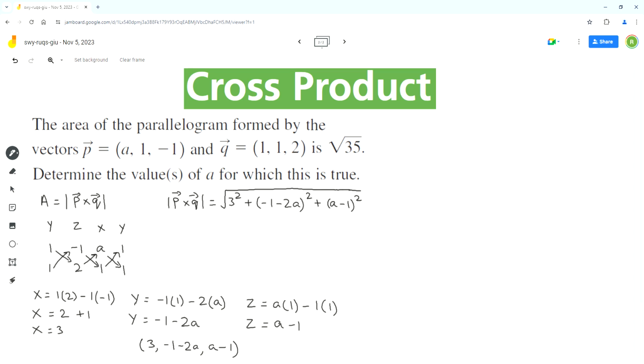Now we can simplify this expression under the square root. 3 squared is 9. We can expand the square on -1 minus 2a by writing the expression twice. And we can do the same with a minus 1. Now we can use the FOIL method to distribute the terms in the parentheses.